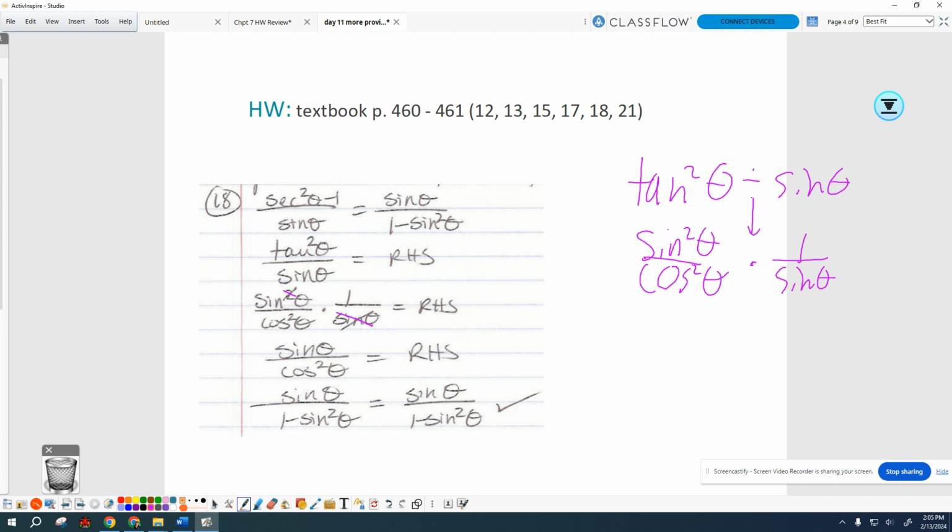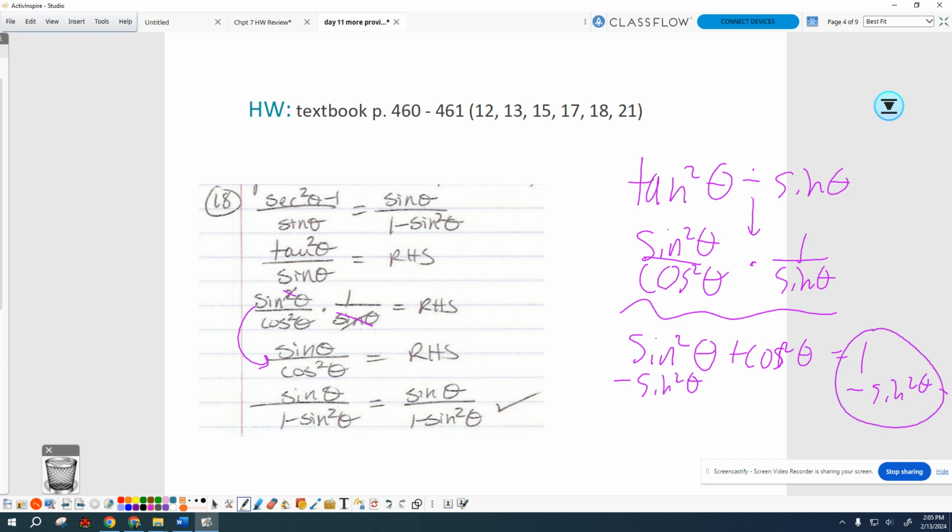One of the sines up here cancels with the sine down there, rewriting what's left over: sine over cosine squared. And then again, we will give you these: sine squared plus cosine squared equals 1. So Maya, what do I need to do to this to get just cosine squared? I want to get cosine squared by itself, so I've got to get rid of sine squared theta. Subtract sine squared theta. So cosine squared equals 1 minus sine squared, and we ended up with the right-hand side.